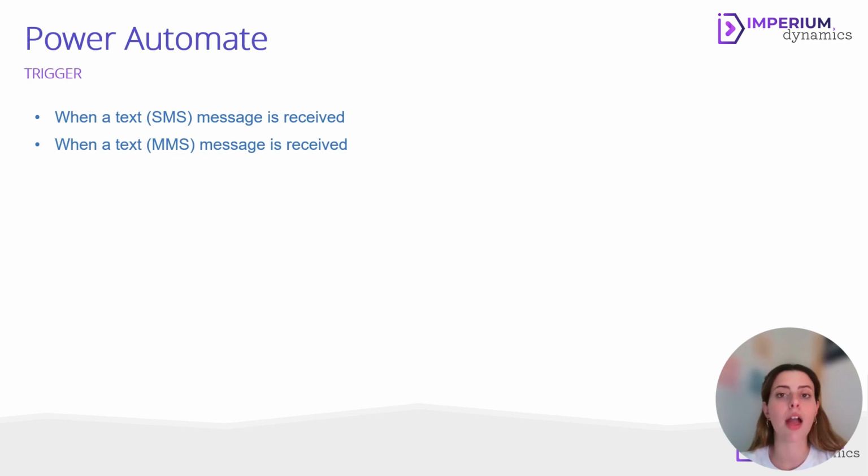For triggers, we have two options: when a text SMS is received, and the other when a text MMS is received. Here, it's worth noting that MMS is an add-on feature that accompanies the account when setting up the trigger.